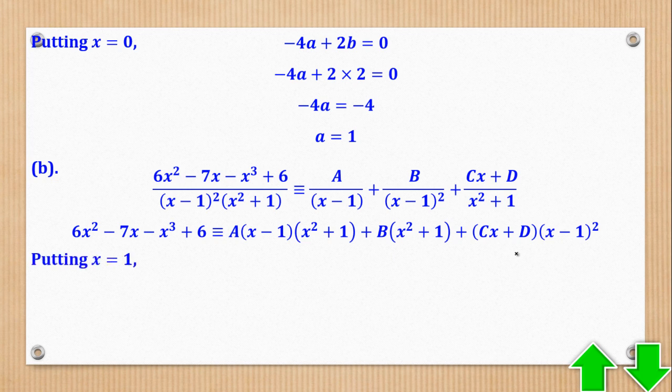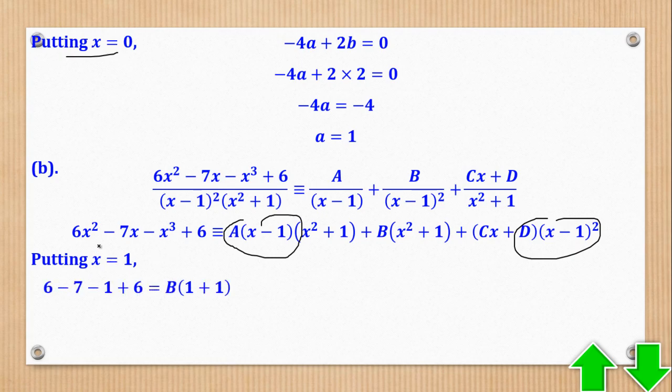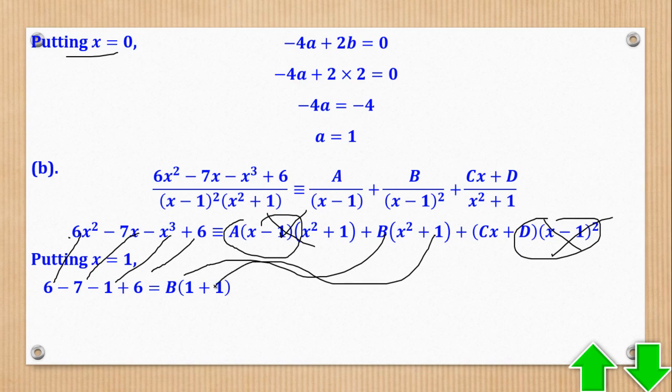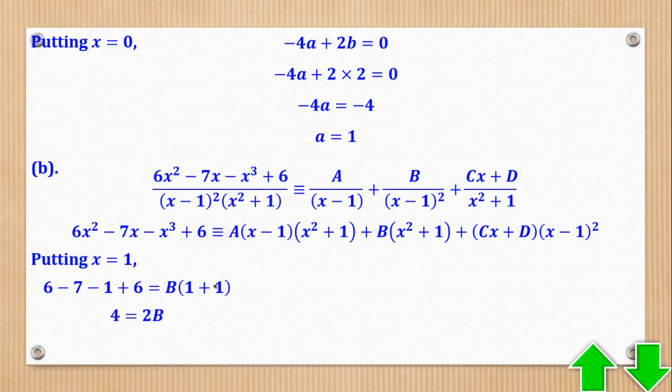Now I'll do the same thing, putting different values of x. So if I want to make the whole of this 0 and the whole of this 0, I'll put x equal to 1. X equal to 1, I'll get here 6 minus 7 minus 1 plus 6. Then the whole of this is 0. The whole of this is 0. I'll remain with this part, which is b. Then brackets x plus 1. So I'll simplify to get the value of b.